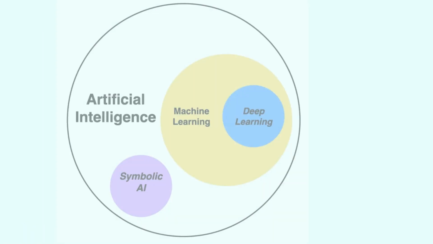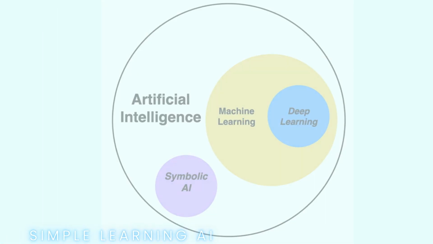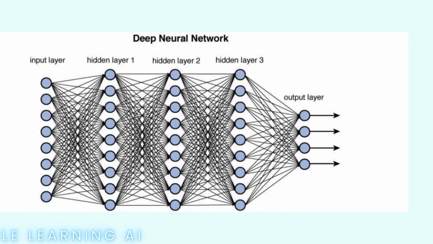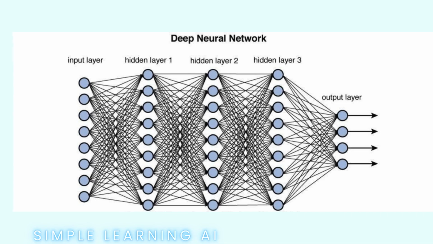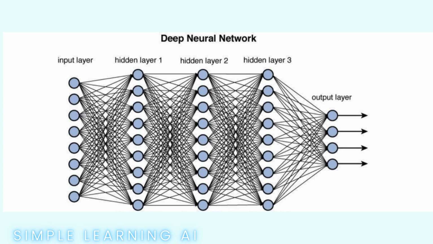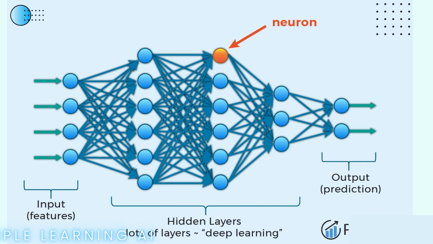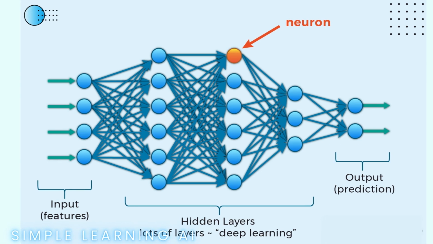What is deep learning? Deep learning is a specialized branch of machine learning that uses neural networks with many layers. That's why we call them deep. Think of each layer as a stage where the data gets transformed. The first layer might detect lines and edges in an image. The second layer might find shapes like circles or squares. Later layers identify full objects like faces or cars. Just like our brain uses layers of neurons to process information, deep learning mimics this, and that's what makes it so powerful.